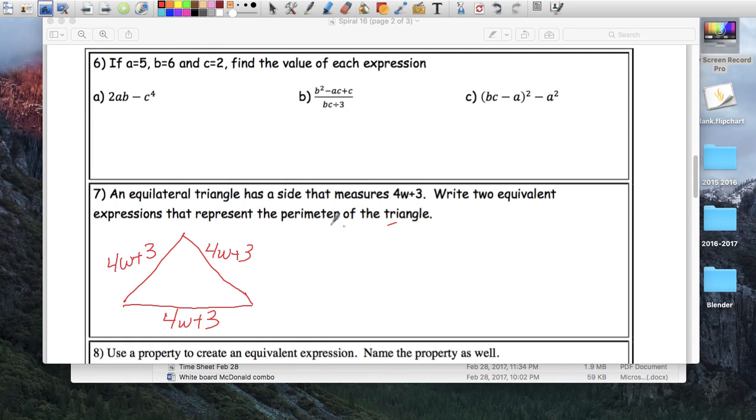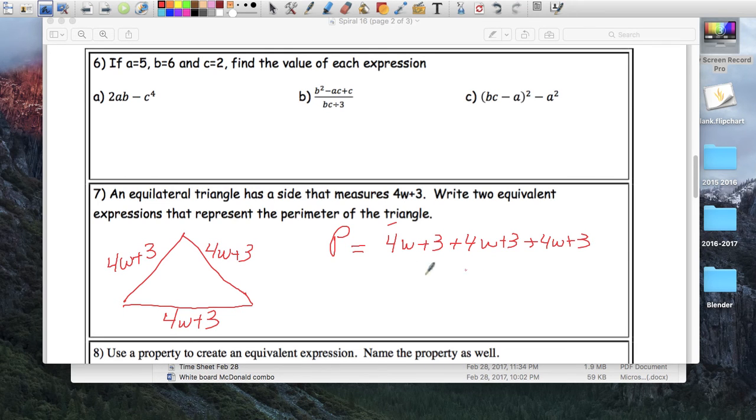So write 2 expressions that represent the perimeter. So the perimeter of the triangle would be all sides added together: 4W plus 3, plus 4W plus 3, plus 4W plus 3. So that's one expression. It's a long one, it's an ugly one, but still one expression.